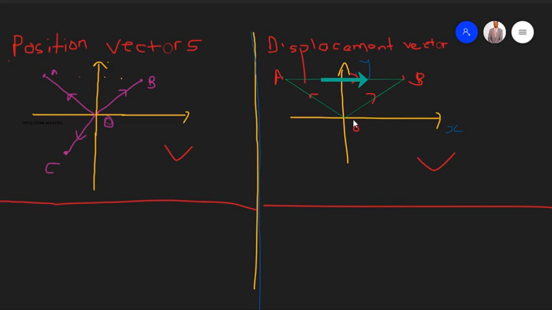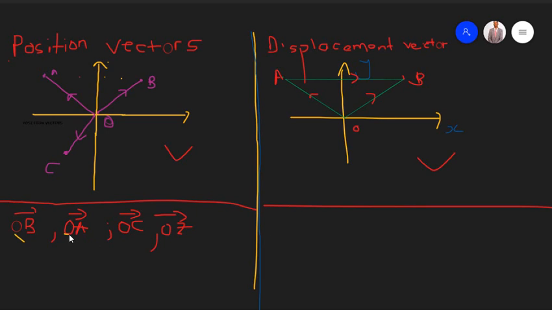Now let's look at how position vectors are denoted. They are usually denoted by OB, meaning O is the origin. Let's say OB, OA, OC, OZ. This means we are starting from the origin. These all start from the origin.